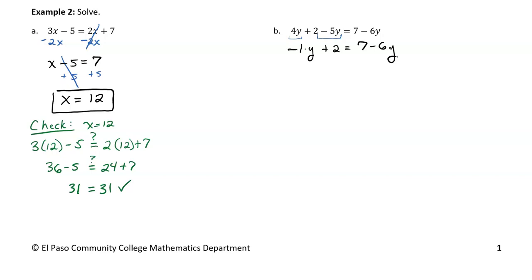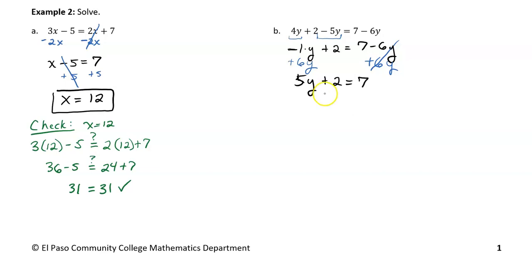Now let's move things around with that addition property of equality. So I'm going to move my variable to the left side. In this case, it's a minus 6y, so I'm going to add 6y to both sides. That cancels on the right-hand side. Let's see what happens on the other part. I have minus 1y plus 6y. In other words, negative 1 plus 6, that's going to give me 5y. I still have the plus 2 is equal to, now on the right-hand side, it's only a 7. So we cancel away the 6y.